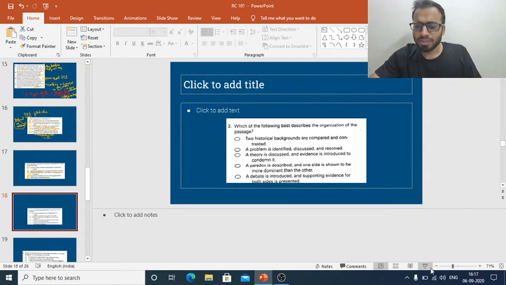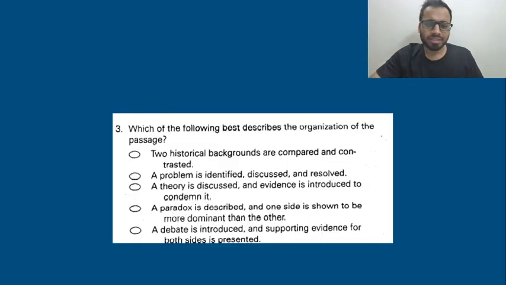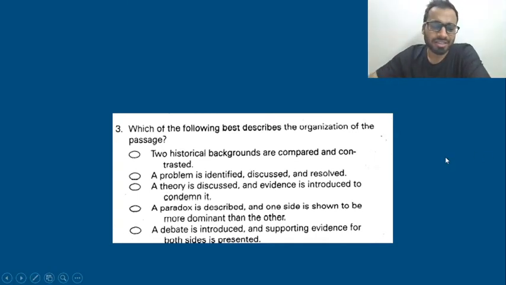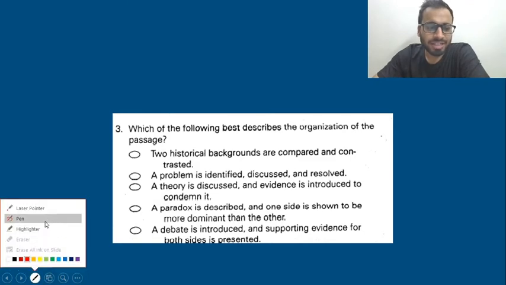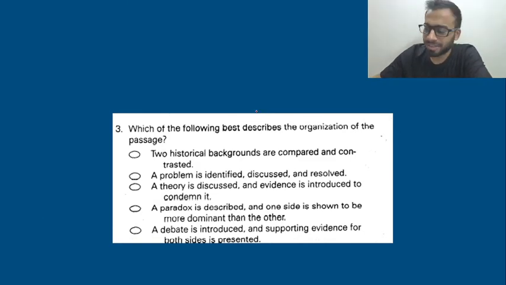Let me return to the comprehension now. We'll move on to the third question. What is the third question? Which of the following best describes the organization of the passage? Again, this is a structure question. Here they are asking you to identify the structure that the reading comprehension follows. Again, this is a very general question pertaining to structure.